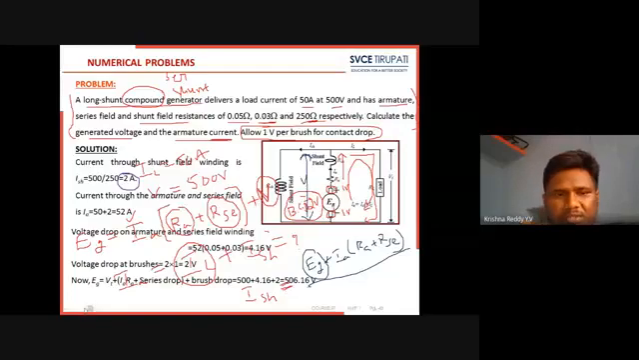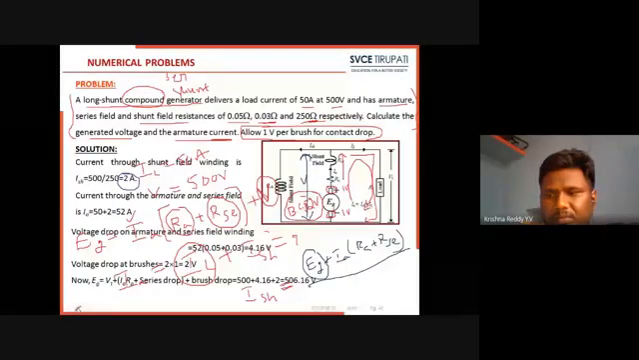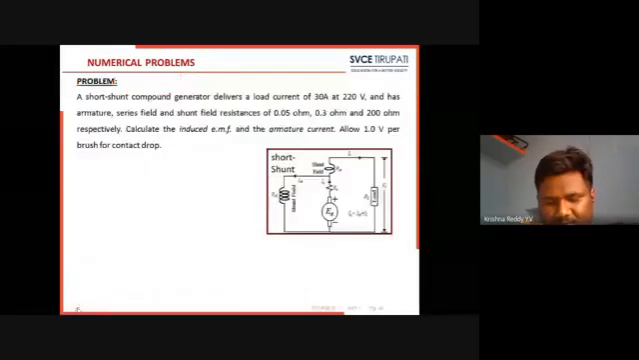If you have any doubts in this problem, ask. Otherwise, we are going to the next problem. Okay, we can move to the next problem.